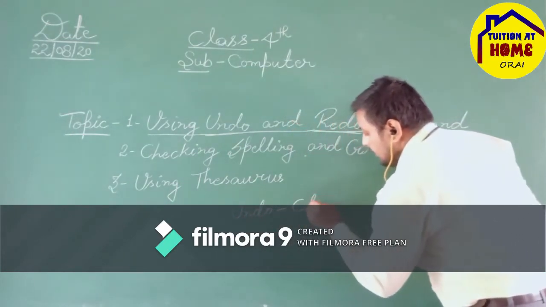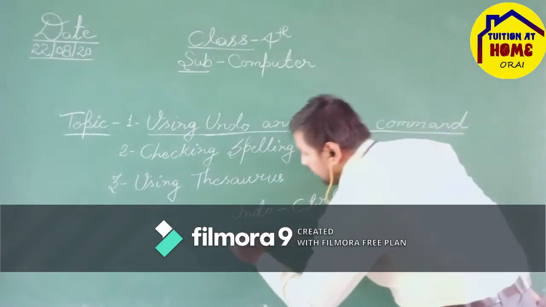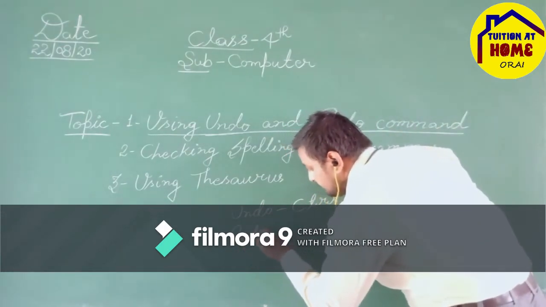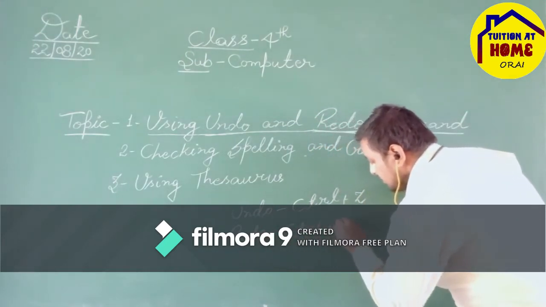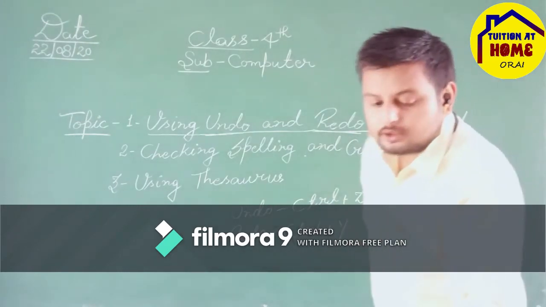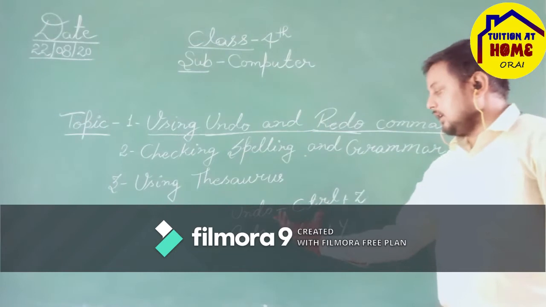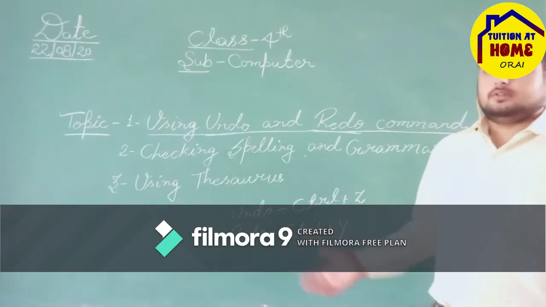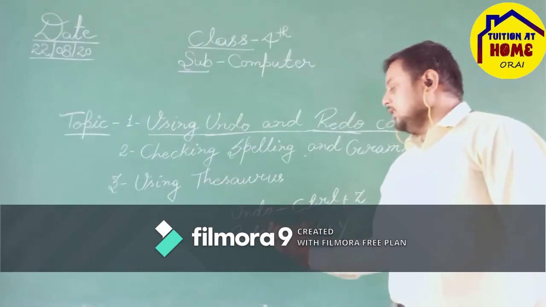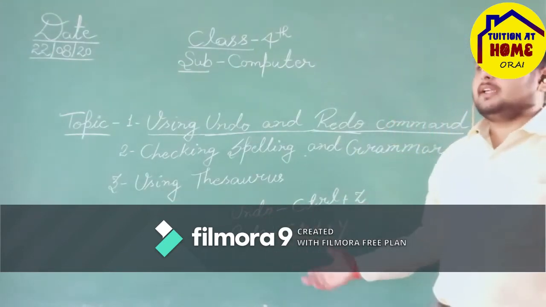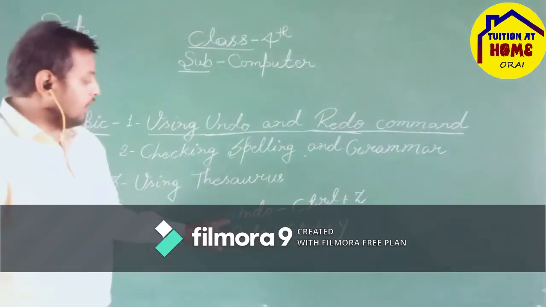Control plus Z. Okay, for redo, Control plus Y. So these are the two commands by which you can get your data back if you make a mistake. You have to learn these two commands by which you can get your data back to its original position.